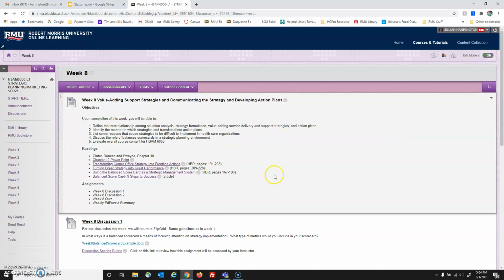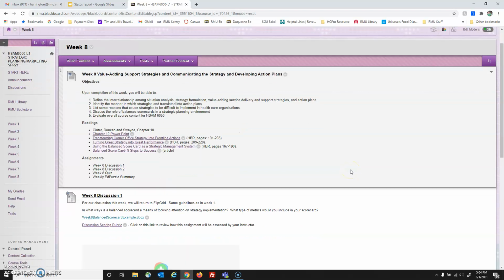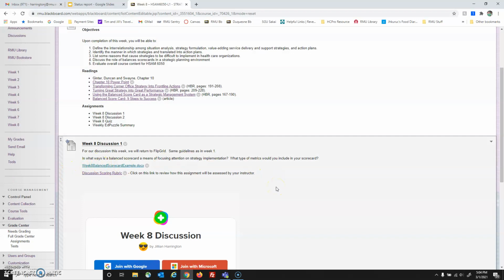So this week, the main focus is the balanced scorecard. You've got some articles about balanced scorecards, you've got an example, and what we're looking for in our discussion this week is, what types of things would you want in your balanced scorecard if you were to create one? You may run into the balanced scorecard in other classes, and you may already have. They are important to operations, finance, patient safety, quality, human resources. So the balanced scorecard can really be used as a dashboard for anything.